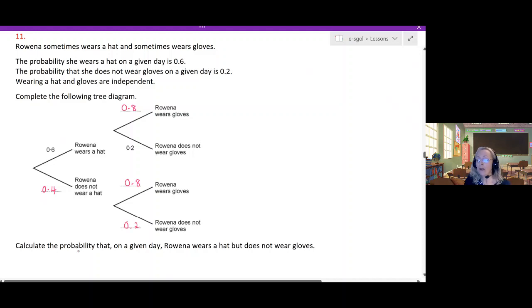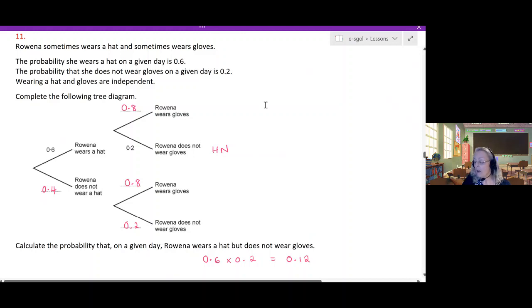Calculate the probability that on a given day, Rowena wears a hat but does not wear gloves. So we're going, wears a hat, does not wear gloves. So we want a hat with no gloves. So the probability following along those branches is 0.6 multiplied by 0.2. And 0.6 multiplied by 0.2 is 0.12 as the probability that she wears a hat but does not wear gloves.